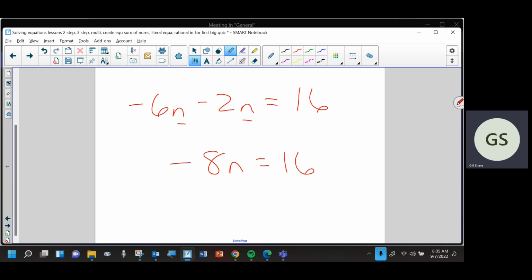I'm more negative. That's the key. I was already negative, then I tried to take more away from that, and I became more negative. Do not forget the n. That's the next thing kids forget, the variable. Then they're left with -8 = 16, and they have no idea what to do. What's the last step? If I have -8n, what does that mean?